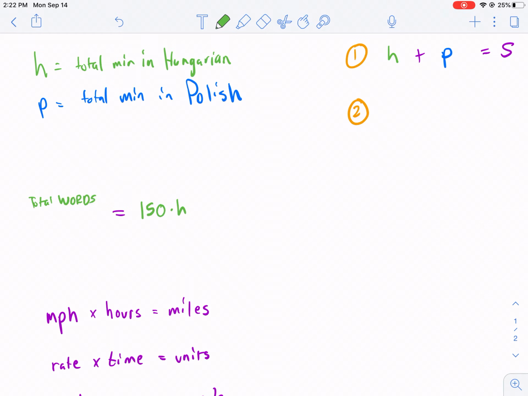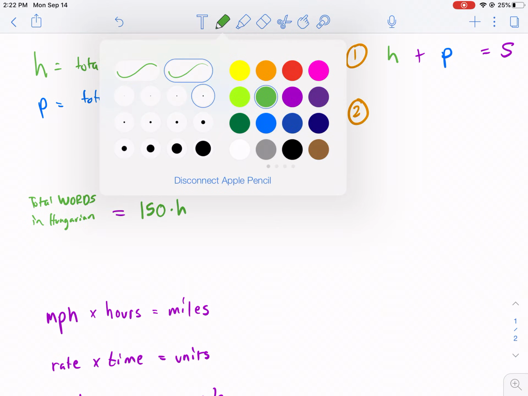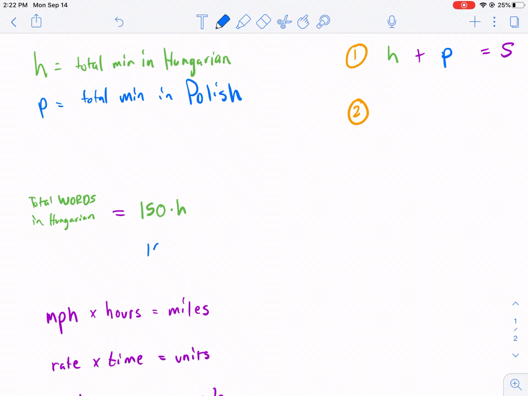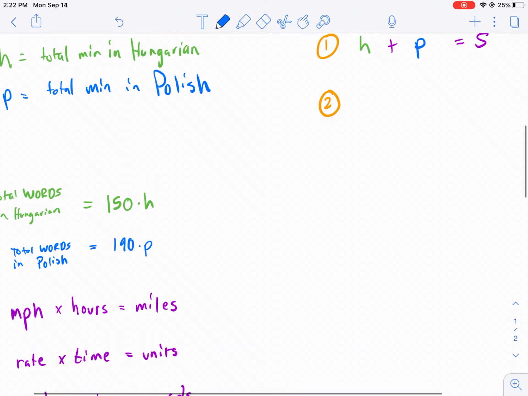Total words in Hungarian. Same thing goes for Polish. If we have 190 and we multiply it by the number of minutes we speak Polish, that's going to be equal to... This is bothering me, got to change this. This is too big. There we go. Okay. We multiply the number of words per minute times the number of minutes. That will give us the total words in Polish. So we have total words in Polish is equal to 190 times P.